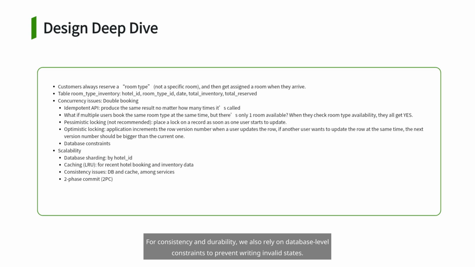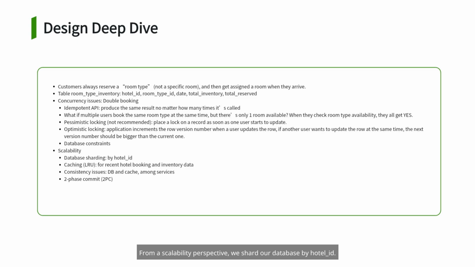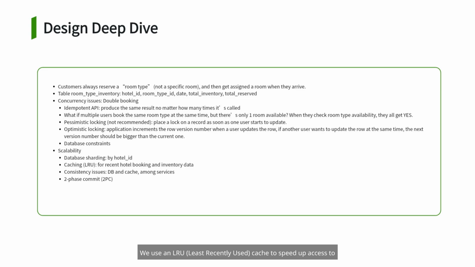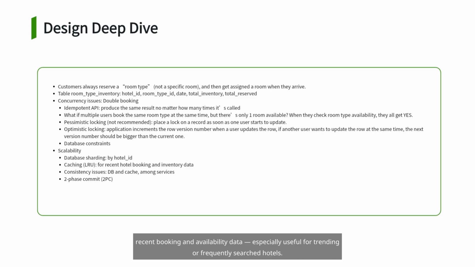From a scalability perspective, we shard our database by hotel_ID. This ensures that each hotel's operations are isolated and distributed, allowing horizontal scale-out. We use an LRU, least recently used, cache to speed up access to recent booking and availability data, especially useful for trending or frequently searched hotels.